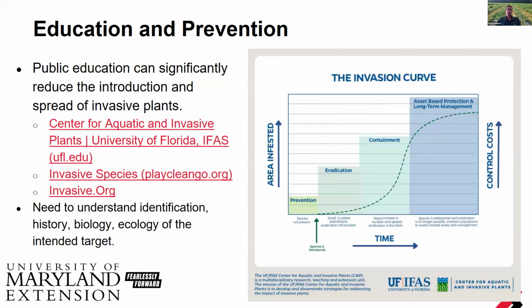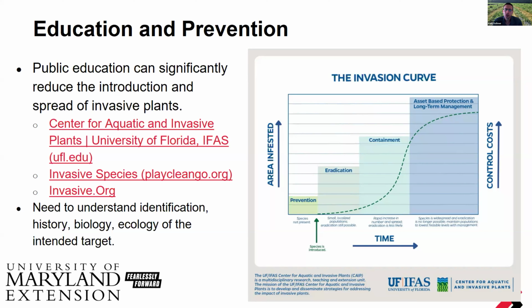First, education and prevention of these non-native species. Public education, like we're doing now, can significantly reduce the introduction and spread of invasive and undesirable plants. Some good resources for finding more information about invasive plant species are the University of Florida Center for Aquatic and Invasive Plants and Invasive Species website, cleango.org and invasive.org. And with this, it's really important to understand what kind of species you might have, and its biology and the ecology of the intended target, because depending on what species you have and how long it's been present, it's going to affect how you manage it.